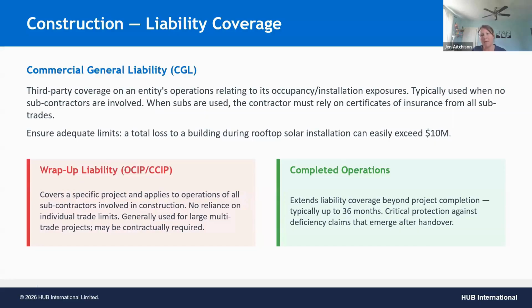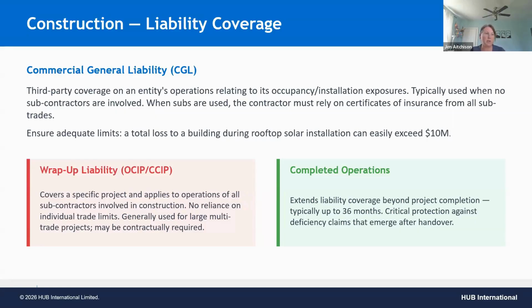Getting into wrap-up liability, which is a big difference from the commercial general liability in that it covers generally a specific project or a specific series of projects, similar to a builder's risk, where you are including all the subcontractors to the project. And then you're not relying on individual trade limits. It's also typically used for large multi-trade projects and often is required by contract, either by lenders or building owners, depending on what type of projects that you're getting into.